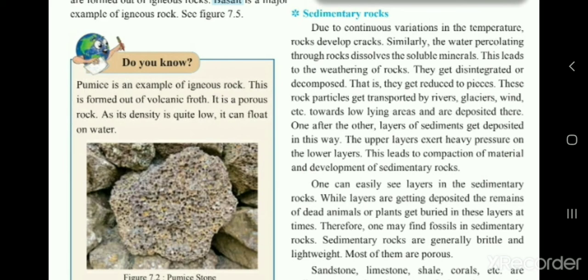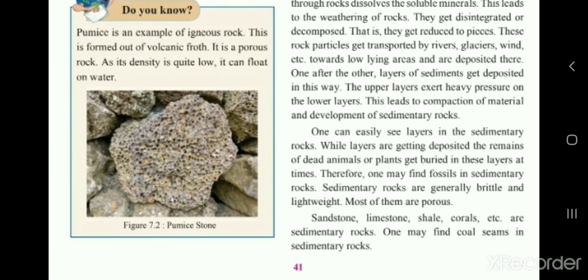One after the other, layers of sediments get deposited in this way. The upper layer exerts heavy pressure on the lower layer. This leads to the compaction of material and the development of sedimentary rock.